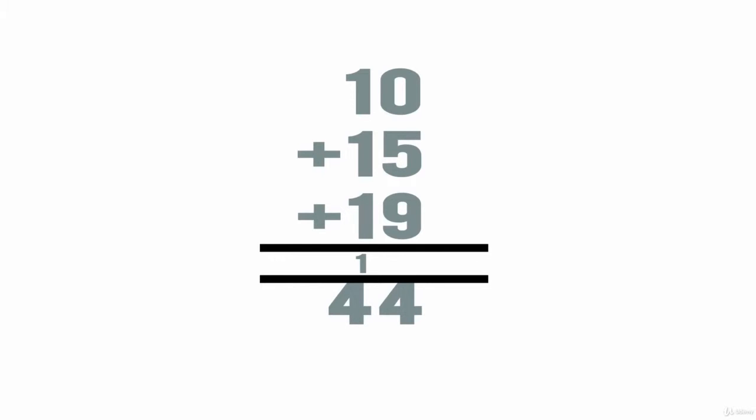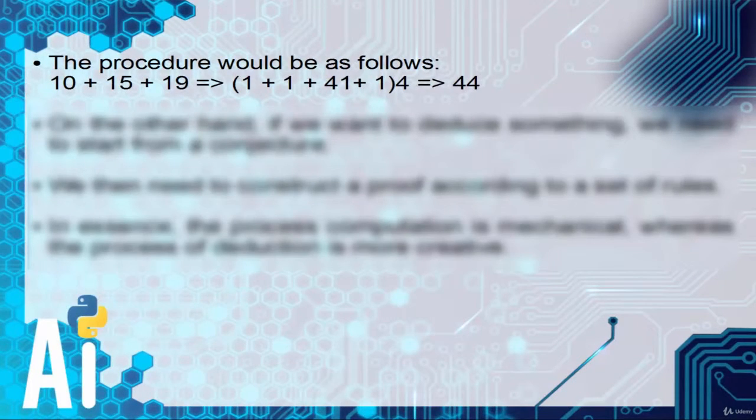So the last digit is fixed, that is 4. And then we will add the next numbers, that is 1, 1, 2, 2, next 3, and then 1, 4. So in this way we used to do addition, that is 44. So I can write it in this way also, that is 10 plus 15 plus 19. So this is the procedure.